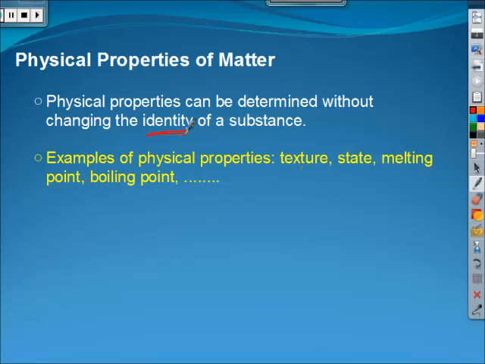So physical properties are things that we can measure without changing the substance. So things like texture. Is something soft? Is it smooth? Is it rough? Those are examples of texture. State, is it a solid, liquid, or gas? A number, its melting point is 0 degrees Celsius for water. Boiling point of water is 100 degrees Celsius. Those are physical properties, because I can measure the temperature by boiling the water with a thermometer in it.